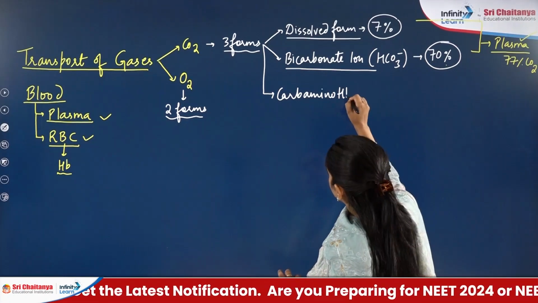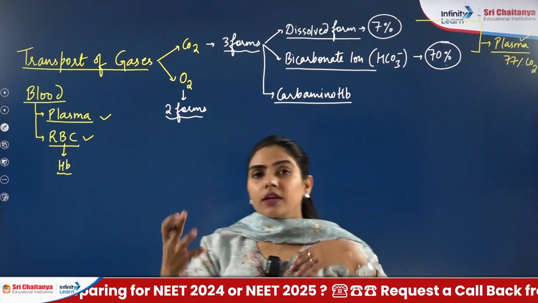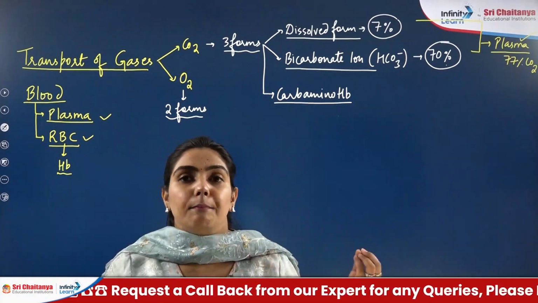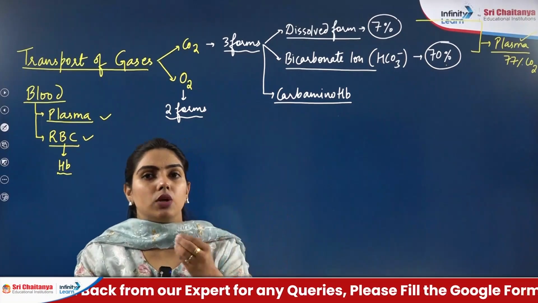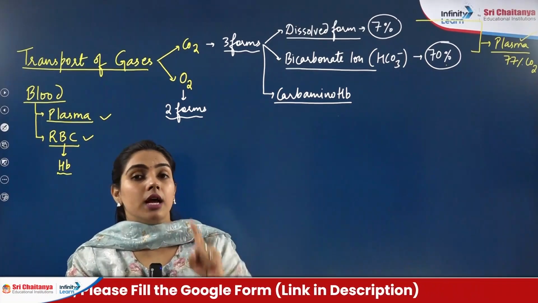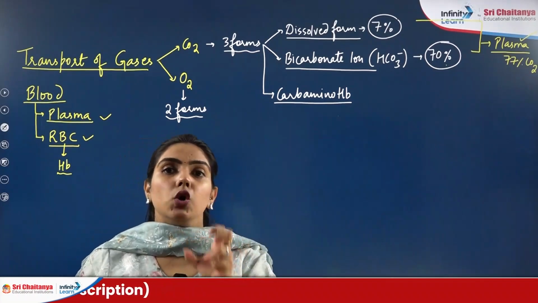carbamino-hemoglobin. What is this carbamino-hemoglobin? When carbon dioxide goes and binds with the hemoglobin, then it makes this compound, that is carbamino-hemoglobin. Why is this known as carbamino-hemoglobin? Because where it binds, in that site, an amino group is there.